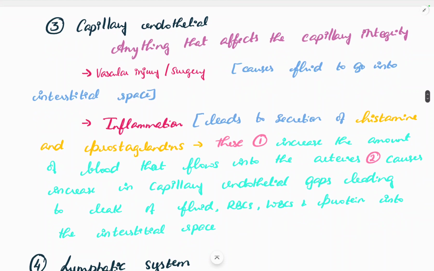Okay, what did we see before? Capillary endothelium, which I told we'll discuss later. If there is any defect in the capillary endothelium, anything that will affect the capillary integrity, then that will lead to leakage, right?